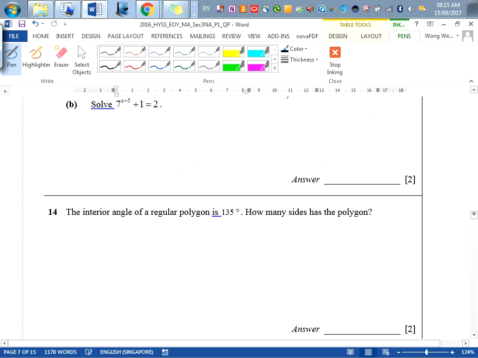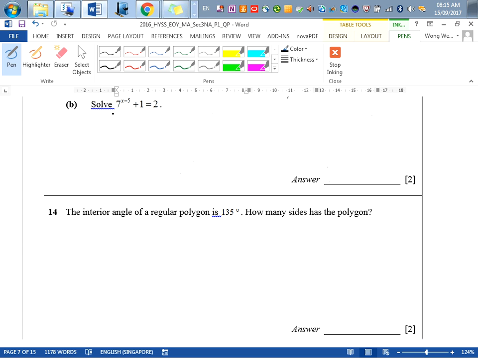Now next one. 7 power x minus 5 plus 1 equals 2. Again, the unknown is in a power. So I know eventually I will need to compare powers. So I need to make them all have the same base. But this one looks a bit difficult. What's the base?